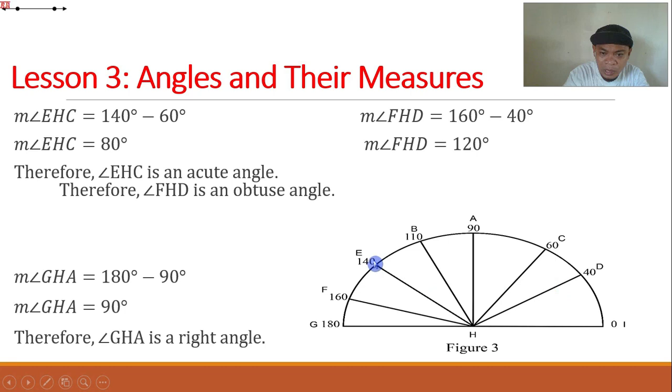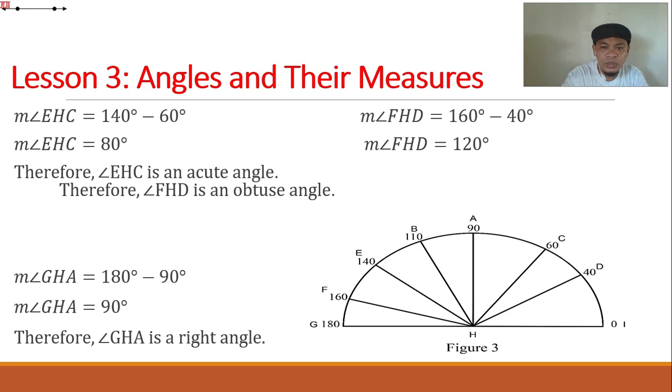Okay, so therefore, para makuha natin si angle EHC, we're going to do this one, di ba? Yung si E, 140 degrees minus 60 degrees. Ito si C. So, 140 degrees minus 60 degrees is equal to 80 degrees. So, this one, angle EHC is 80 degrees. So, therefore, angle EHC is an acute angle. Acute angle, ibig sabihin nito, below 90 degrees, kasi 90 degrees is right angle.